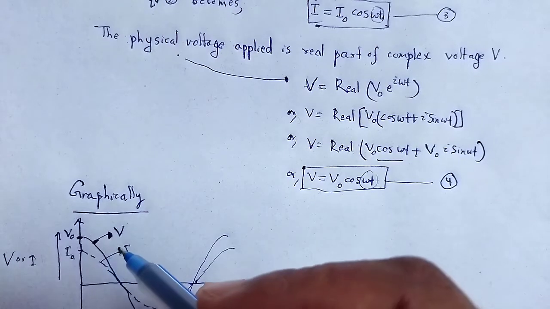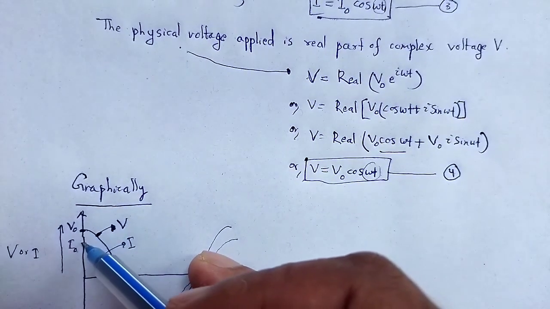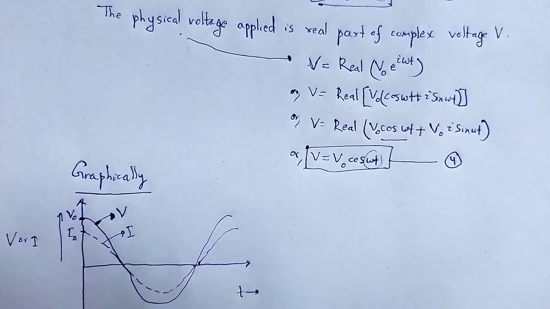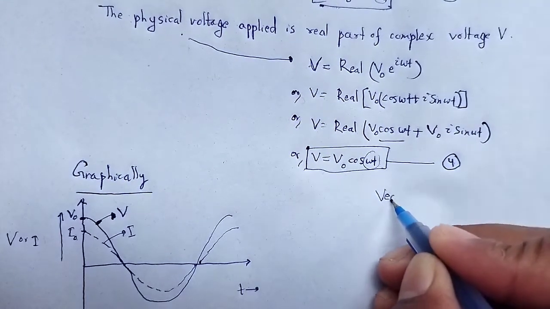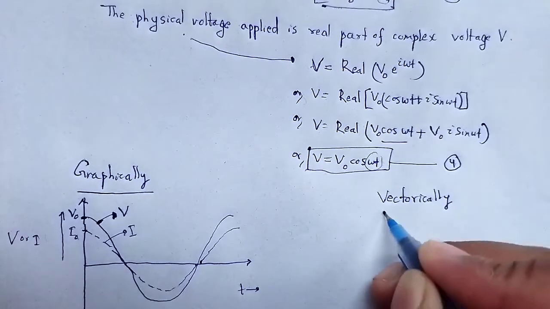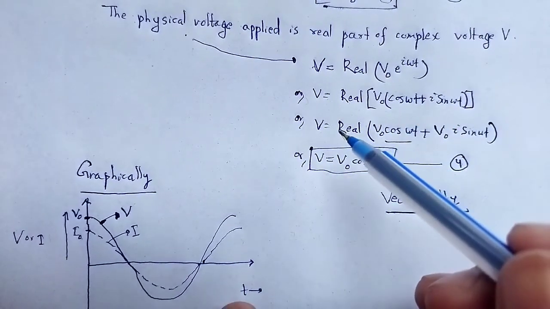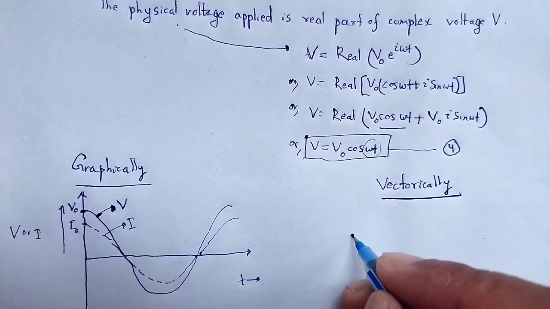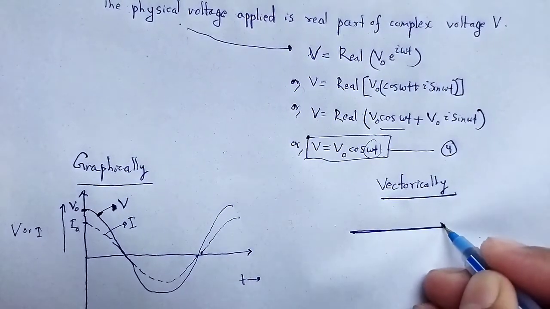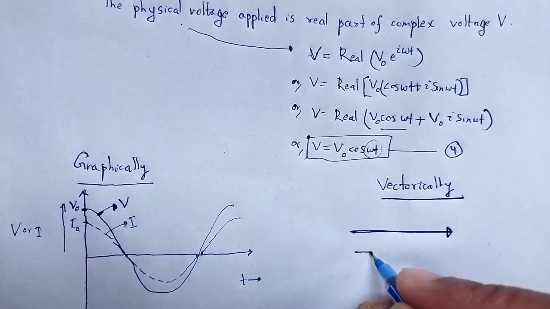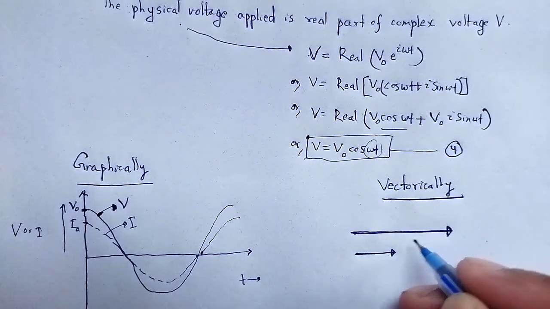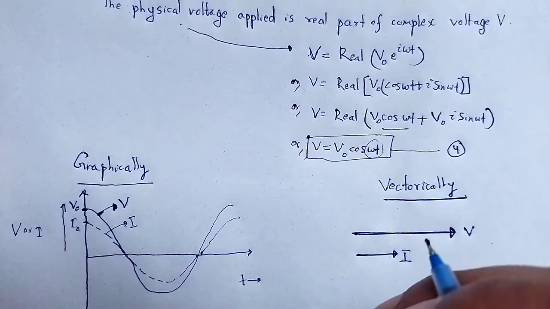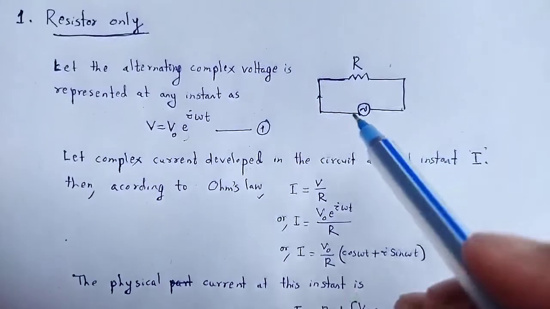So, the peak of the current is below the peak of the potential. Now, vectorially it is represented as potential and current both in the same phase, omega t and omega t. Here the potential is more, here the current is less. That is for potential, that is for current. This is how we represent it vectorially when a circuit contains a resistor only.